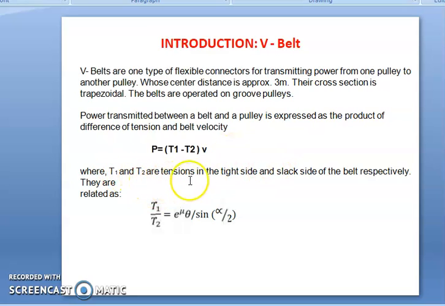Here T1 and T2 are the tensions on the tight side as well as on the slack side of the belt. Then the tension ratio for V belt, T1 by T2, is equal to e power mu theta into 1 by sine alpha by 2. Here alpha is nothing but the angle of the V groove.